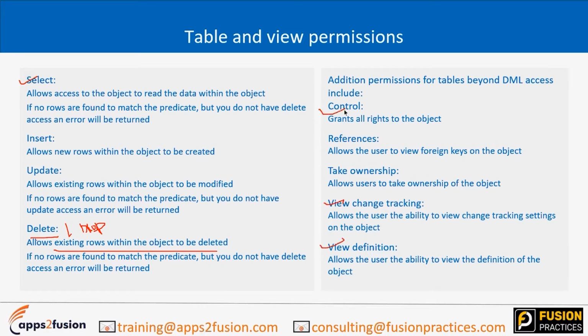Now, in addition to those permissions, you have control, view definition, and view change tracking permission. Control permission gives all rights to the object. By default, if you are creating a user, it will get the control permission. And view definition will give the user the ability to see the definition of objects. That means that if I grant you view definition permission on a table, then you will be able to see the schema definition of that table, how the table is built. Similarly, if I grant you view definition permission on a stored procedure, then you will be able to see how the stored procedure is built, what the definition of the stored procedure is.